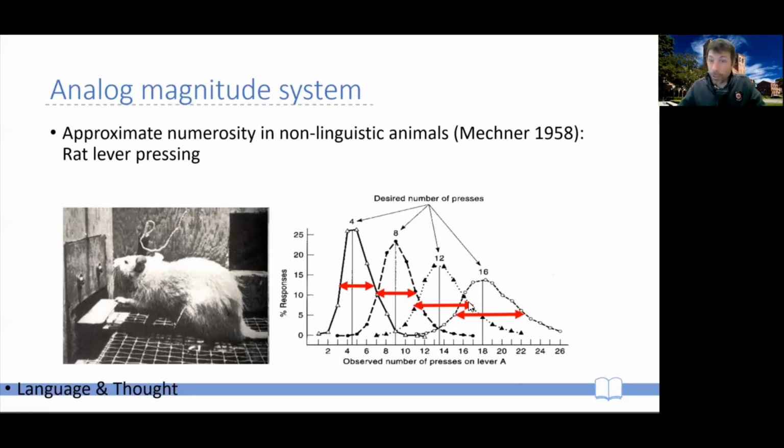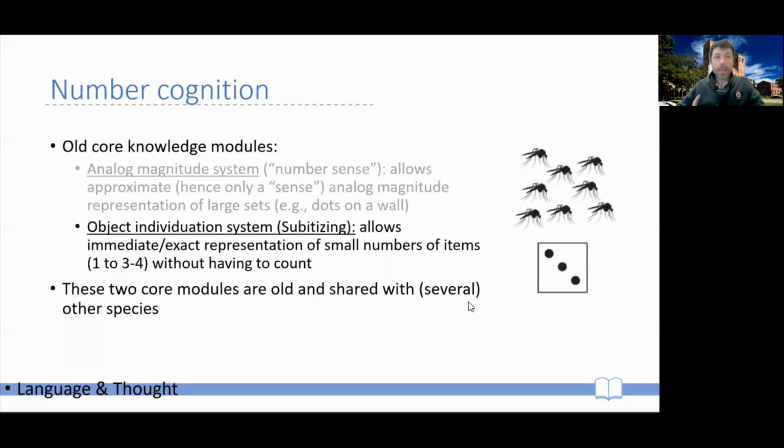But again, this does show that in both pre-linguistic humans, so infants before they've learned language, and in obviously non-linguistic species, the analog magnitude system, or the number sense, is already there. And this is why we are continuous with other species. We have these same domains, these same modules of knowledge. So that was the analog magnitude system.